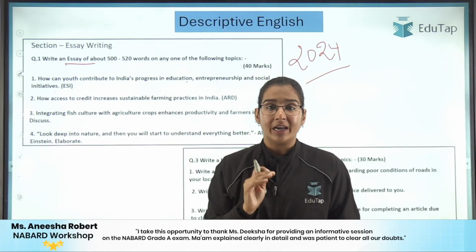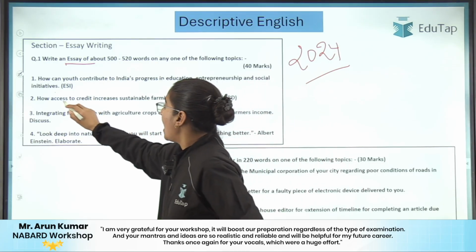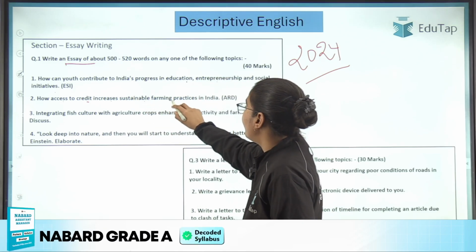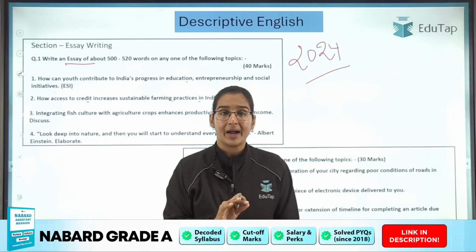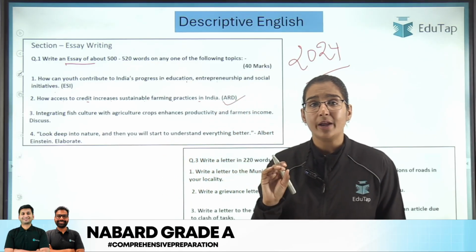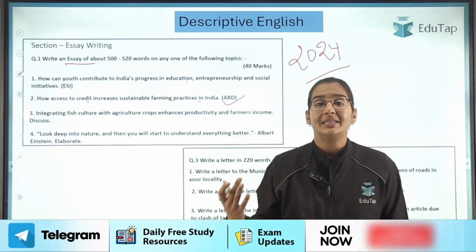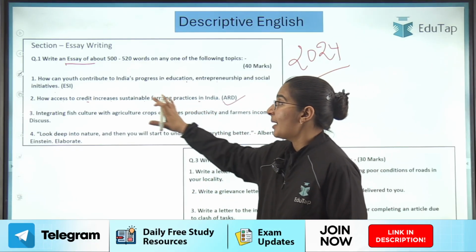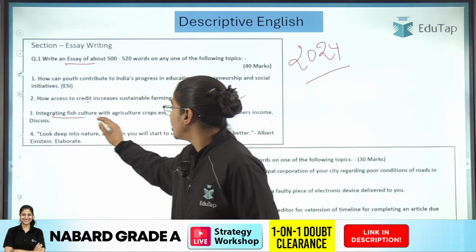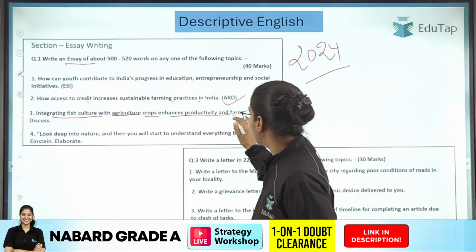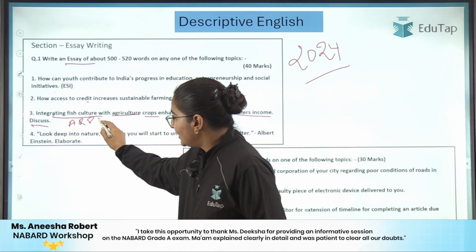This topic is somewhat related to what we have seen in the social development part of the ESI. Then, how can access to credit increase sustainable farming practices in India? Directly related to the ARD. And even if you have read the NABARD annual report, you could have answered this question. The NABARD annual report had a lot of points and examples regarding how NABARD is helping sustainable farming practices by making sure that the farmers have access to credit. Then, integrating fish culture with agriculture crops enhances productivity and farmers' income, right? Discuss. Again, a topic directly from your ARD syllabus.